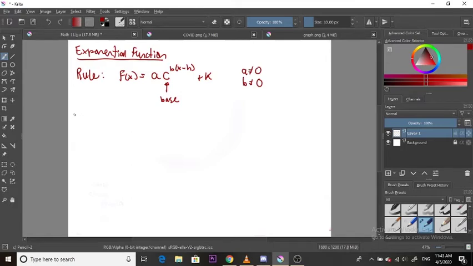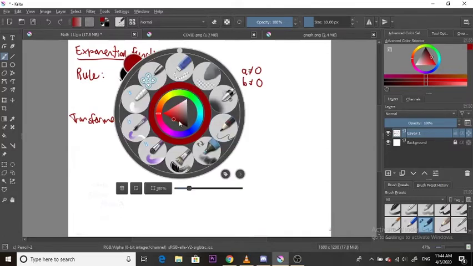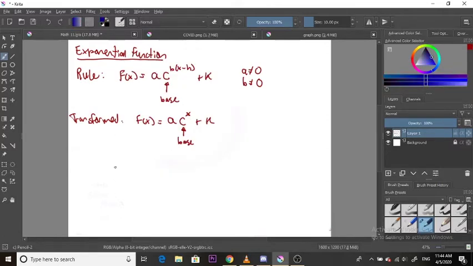However, it can be transformed into a simpler rule, which has this form here, where you just have your a, you still keep your base. Now the exponent is just x plus k. So this is still your base. The way you get from here to here is pretty straightforward. It uses the laws of exponents. So let's take a look at an example. I'll do it in a different color.